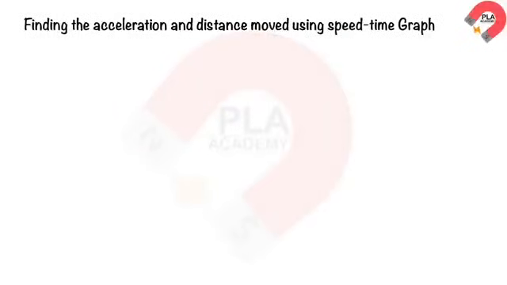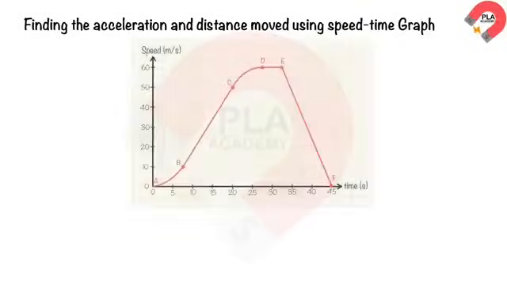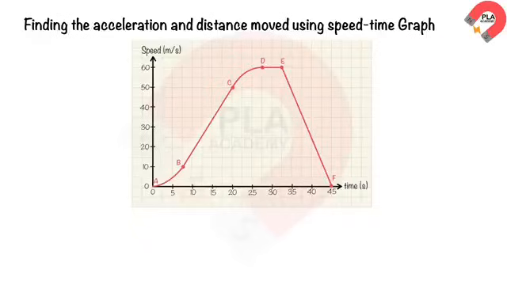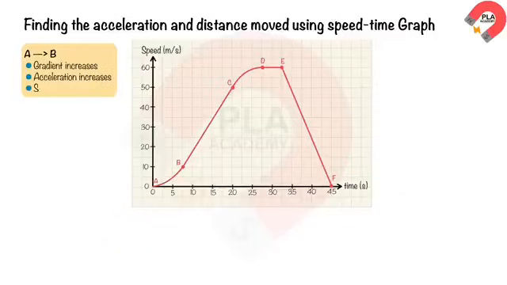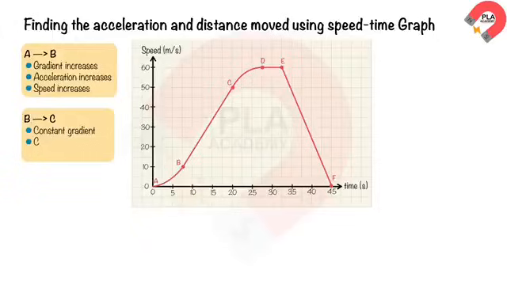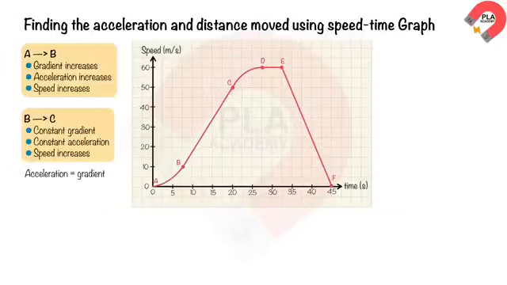Finding the acceleration and distance moved using speed-time graph. The speed-time graph is shown here. Between A to B shows that the gradient is increasing, so the acceleration is also increasing, and the speed increases. Between B to C shows that the gradient is positive constant, so the acceleration is also constant, and the speed increases. We can find the constant acceleration by the gradient of graph.